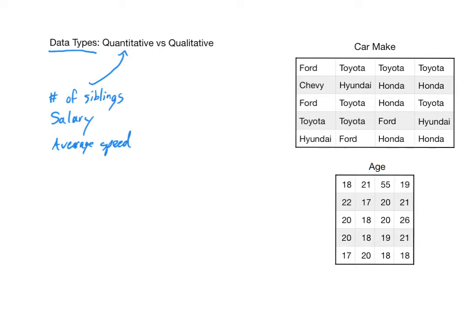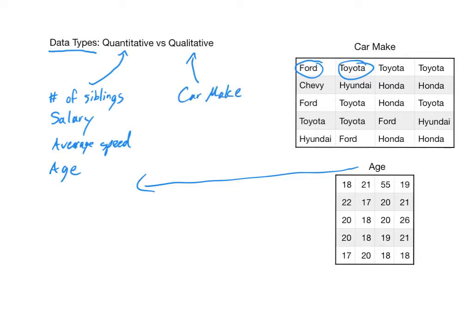Well, if you think about age, if these are the age of students in a class, this is quantitative, not only because of these numbers, for example, 18 and 21, but you can actually say the 21-year-old is 3 years older than the 18-year-old. So age would be another example of quantitative data. However, Ford and Toyota, they're not counts or measures. So this is qualitative data. For example, Ford plus Toyota equals Honda. That makes absolutely no sense. So car make is an example of qualitative data.